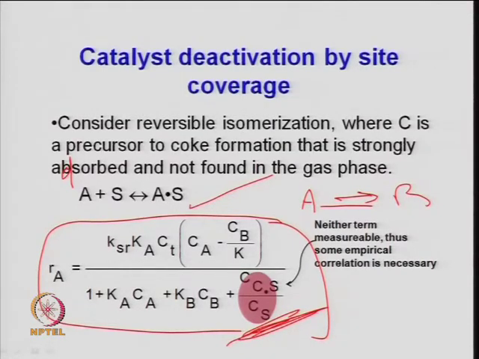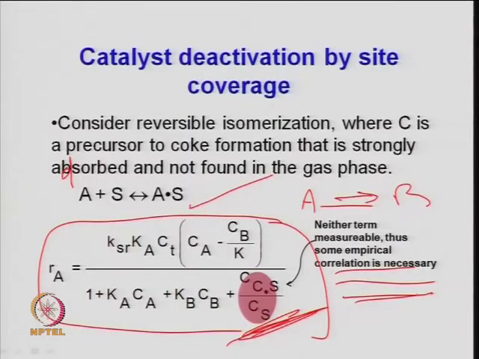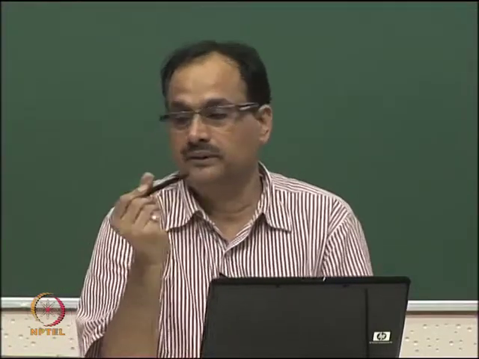So, neither term is measurable, right, thus some empirical correlation is necessary. So, these two are unknown, but you know that your rate is decreasing because of this, right. So, with time on stream, how much has it dropped? One can correlate this, and that is the activity of a catalyst as a function of time on stream. So, basically this is the actual mechanism, that the rate is decreasing because the poison precursors are covering the active sites of the catalyst, right.